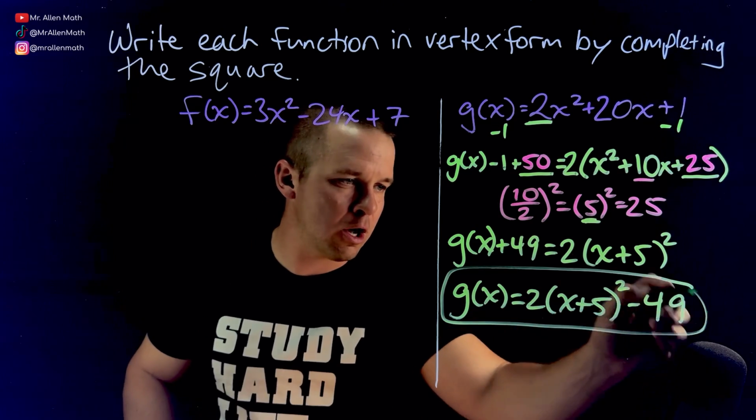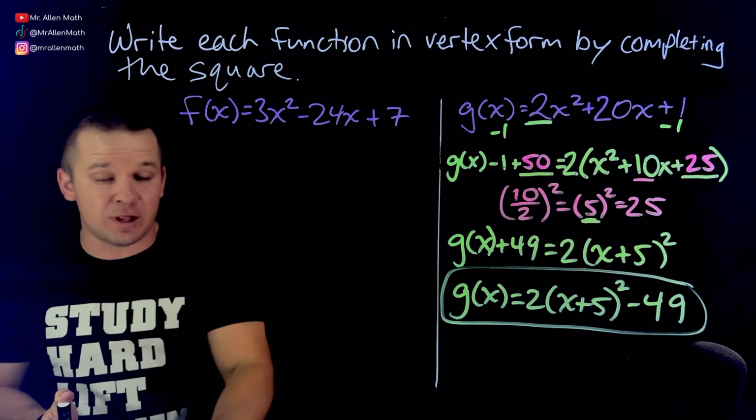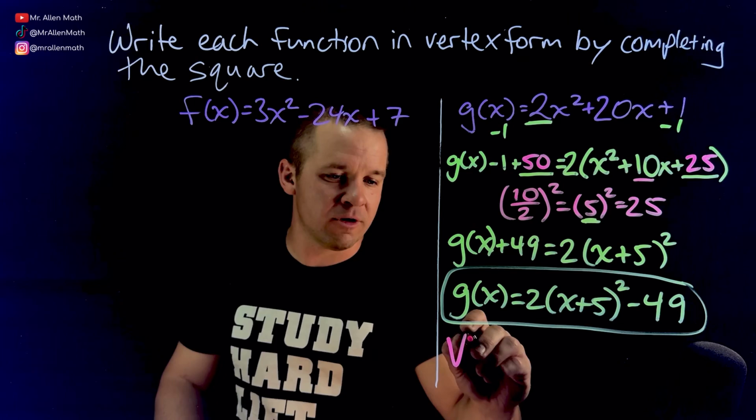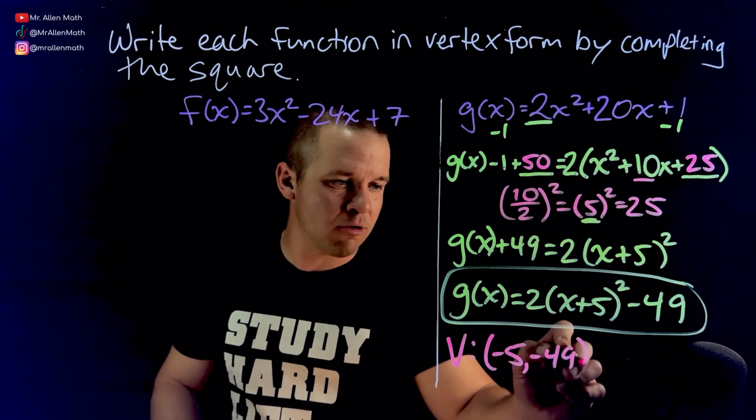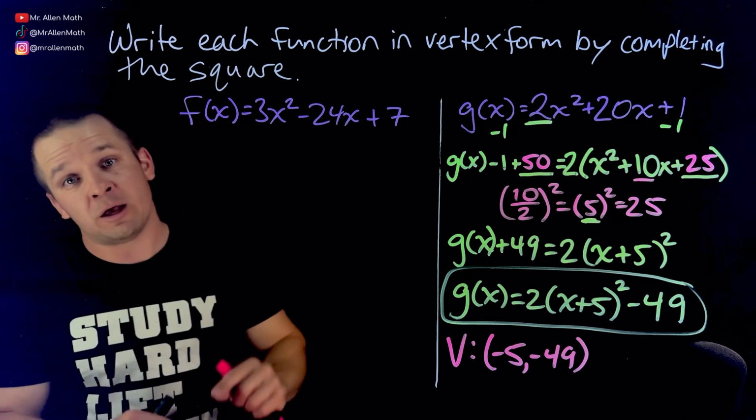There we go. And as a bonus, if they ever ask for your vertex or axis of symmetry, your vertex is going to be, let's see here, (-5, -49). So you graph this thing on the world's largest graph, or just scale it appropriately, right?